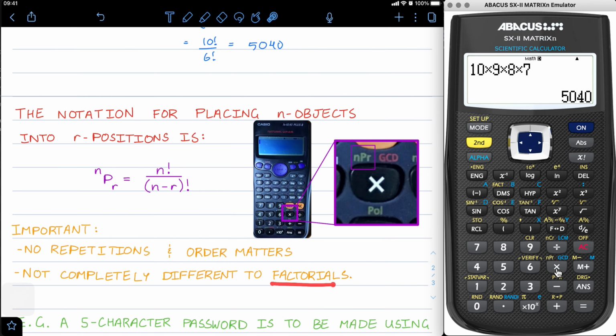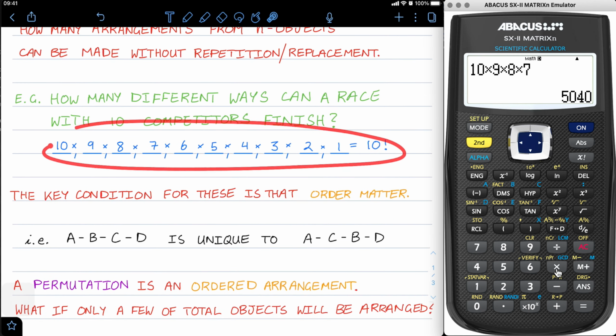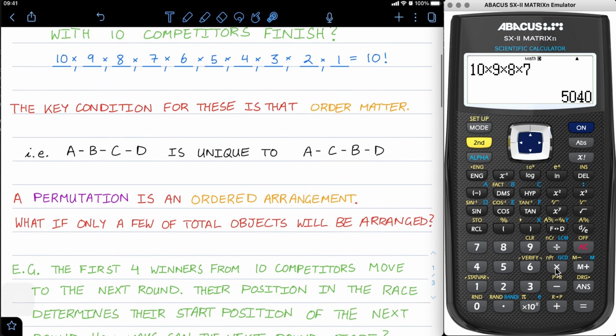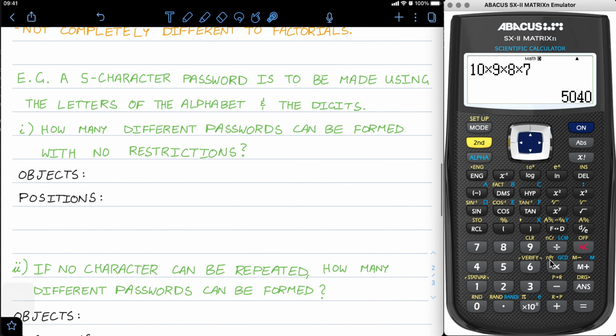It's just that factorial notation takes all 10 competitors in this example, so this is where we would use factorial notation because all of them matter. Whereas this notation, P or pick notation, only a certain number matter. So let's do a few examples. You can go ahead, pause the video and give them a go yourselves.